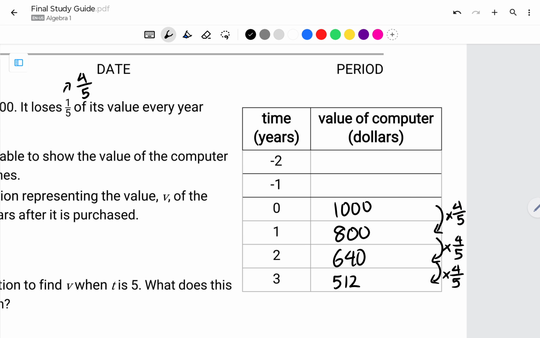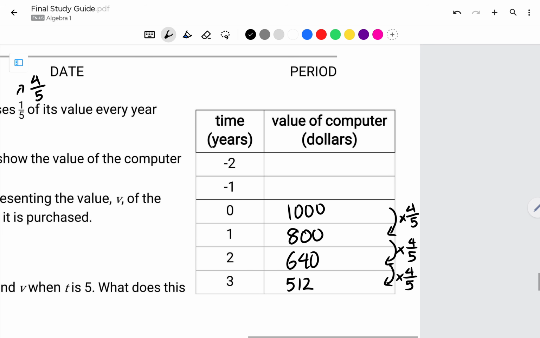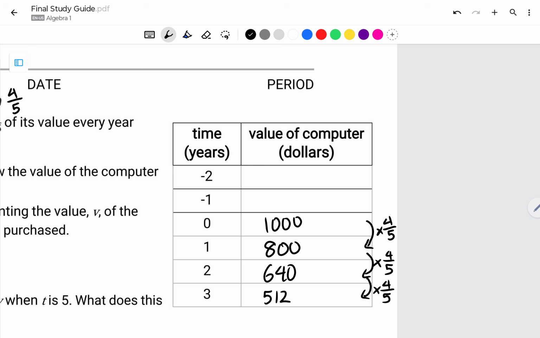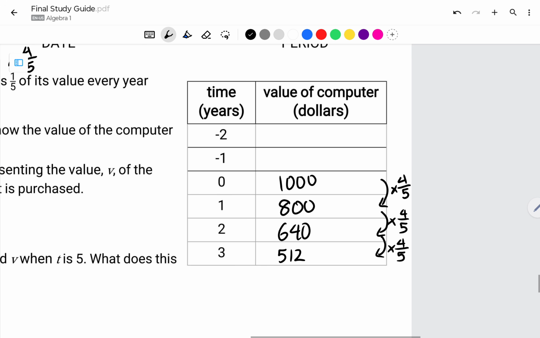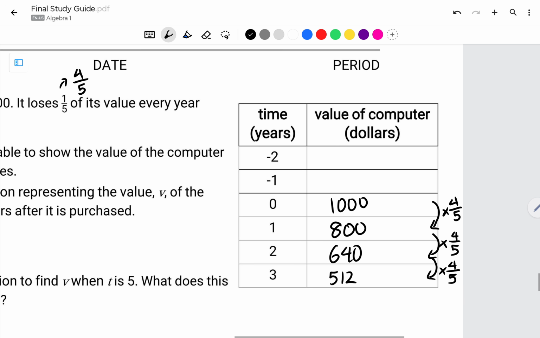Okay. So it started at $1,000, right? If I buy a computer at $1,000, and it loses a fifth of its value every year, then the remaining value is 4/5. So I multiply by 4/5 every year to get how much the computer is worth as the years go by. But let's go backwards.